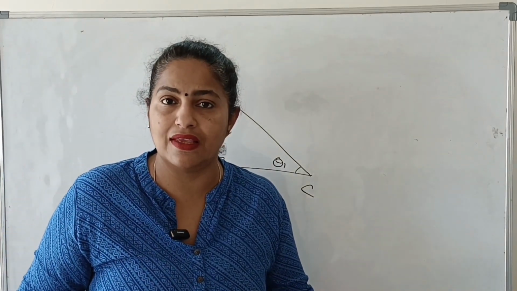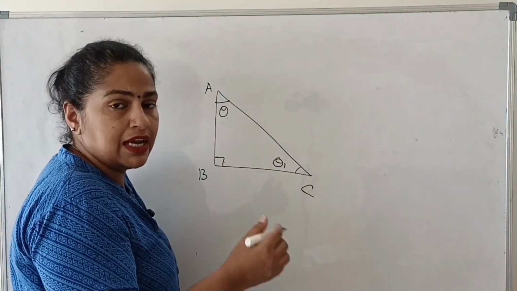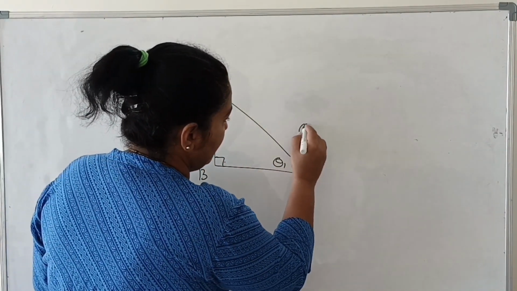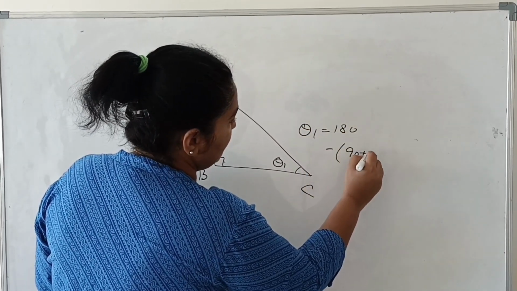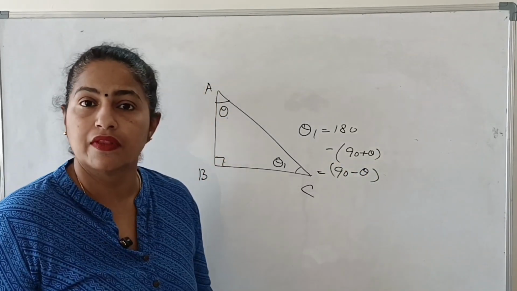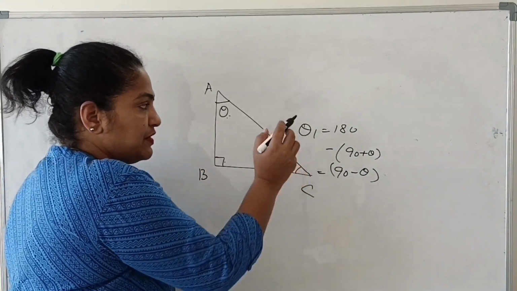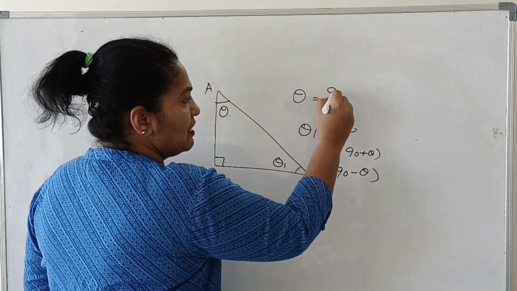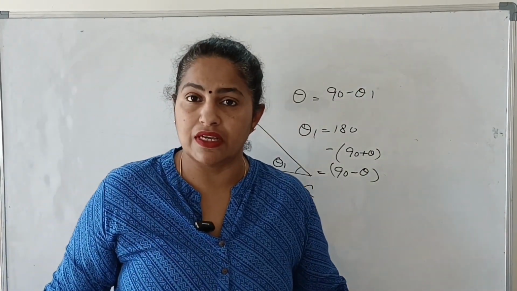What can be angle C in terms of angle A and angle B? The sum of the angles of a triangle is 180 degrees. So can I write theta 1 is equal to 180 minus (90 plus theta), thus giving us 90 minus theta. Similarly, if I want to write theta in terms of theta 1, can I write theta is equal to 90 minus theta 1? You are clear with this, right?